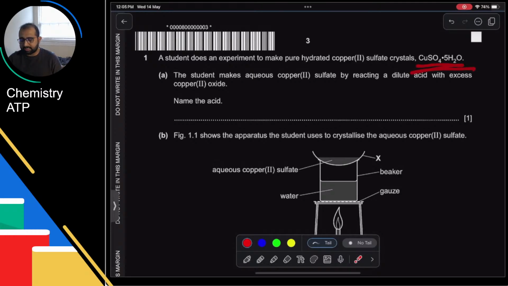So this is used as a test for water. If you ever have to test for water, then you can just use copper sulfate anhydrous, which goes blue when you add water to that. Okay.